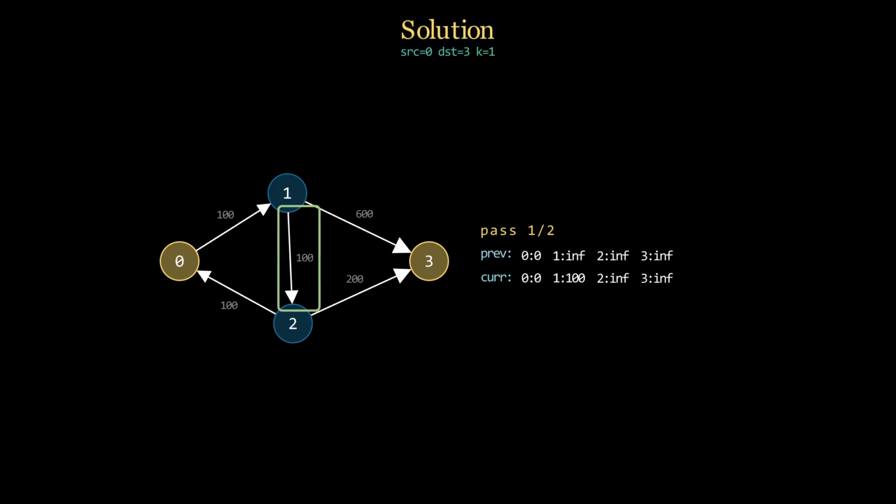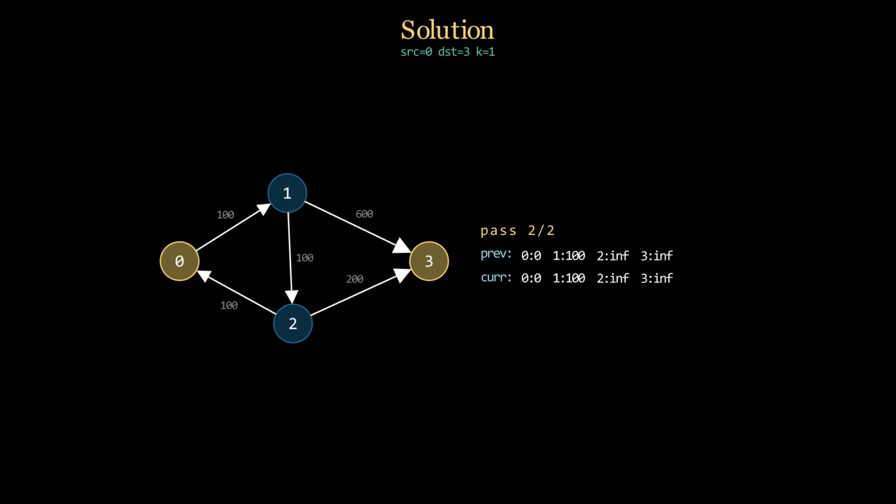Relax 1 to 2 for 100. Previous cost at 1 is still infinity, so this edge does nothing. Relax 2 to 0 for 100. Previous cost at 2 is infinity, skip. Relax 1 to 3 for 600. Previous cost at 1 is infinity, skip. Relax 2 to 3 for 200. Previous cost at 2 is infinity, skip. Pass 1 complete, cur is the TMP row after every flight in this pass.